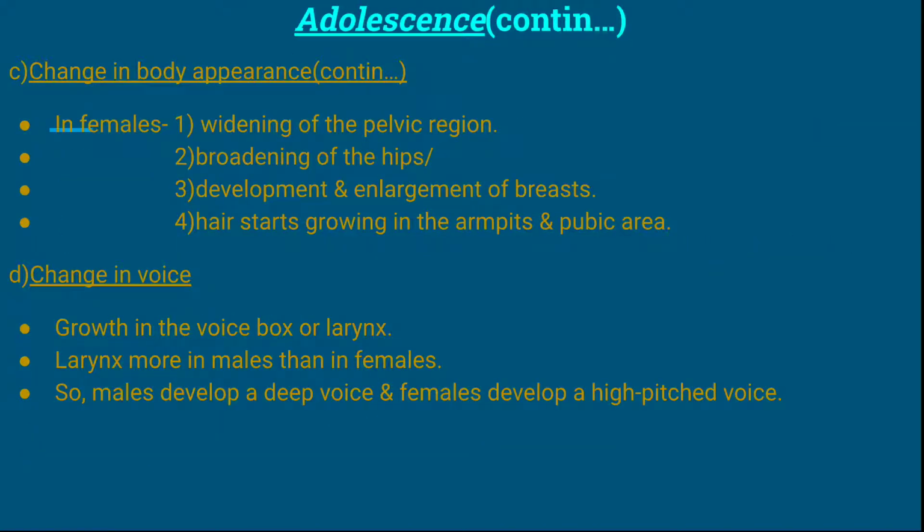Then in the girls, in the females, the appearance changes with widening of the pelvic region, broadening of the hips, then development and enlargement of the breasts, and hair starts growing in the armpits and the pubic area.